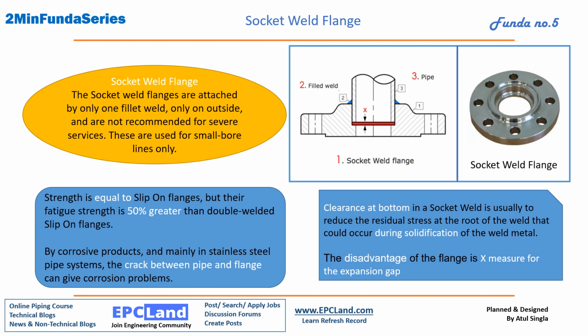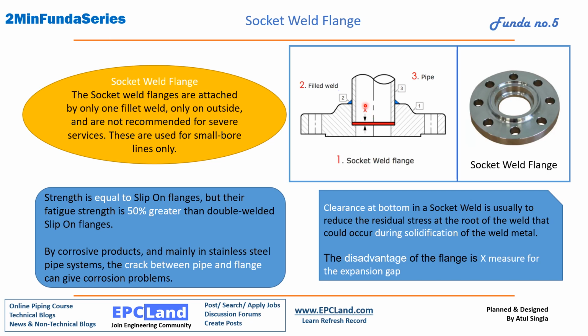Okay, if you talk about the strength, it is nearly equal to the slip-on flanges, but under fatigue these are 50% stronger than slip-on flanges. With corrosive products, and mainly in stainless steel piping systems, the cracks between pipe and flange can give a corrosion problem. Why is it happening? Because we are having a clearance at the bottom.